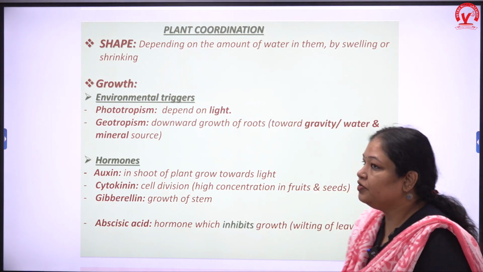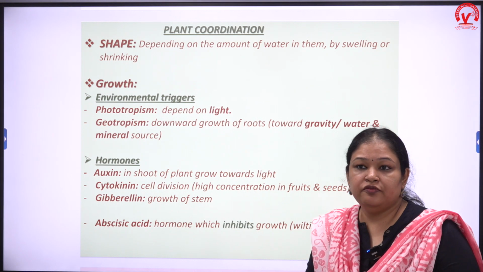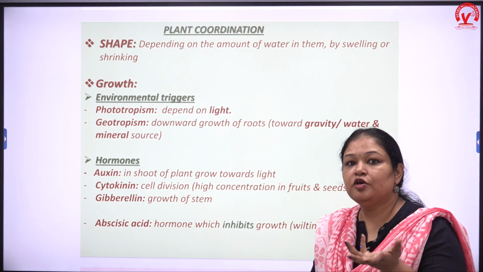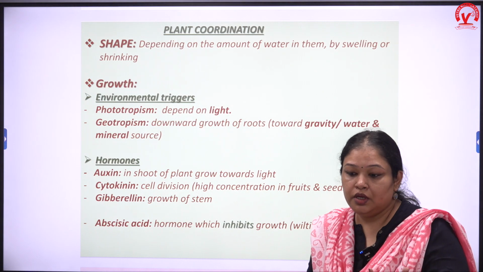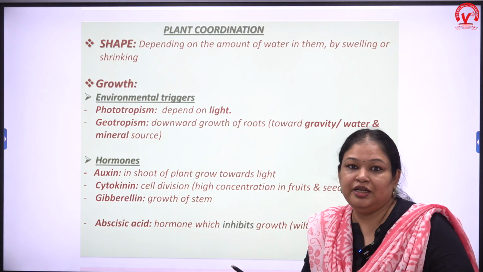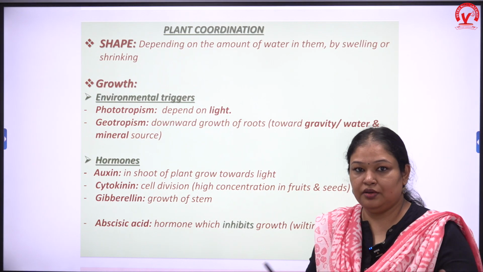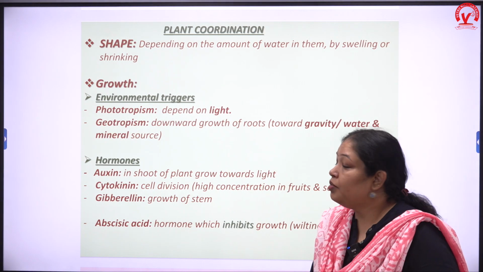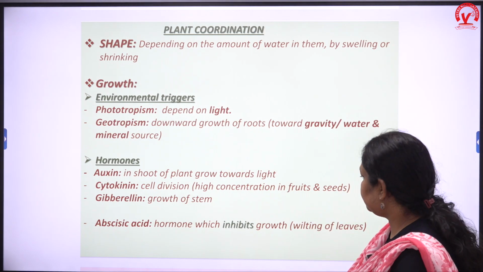Okay. So for example, if you don't water a plant for a while, you can see that the leaves become really crumpled up. That is because the water in them has gone down. So you pour a little water, and in an hour or so, they will become really good, they'll sprout out. So that is because of the amount of water in the plant.